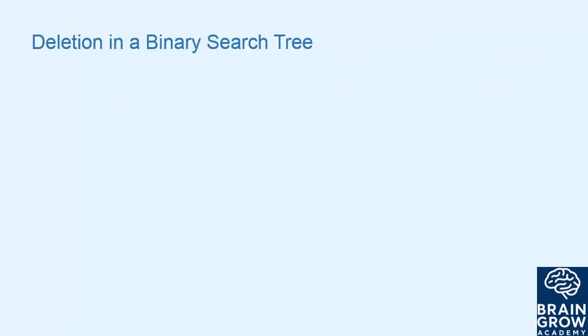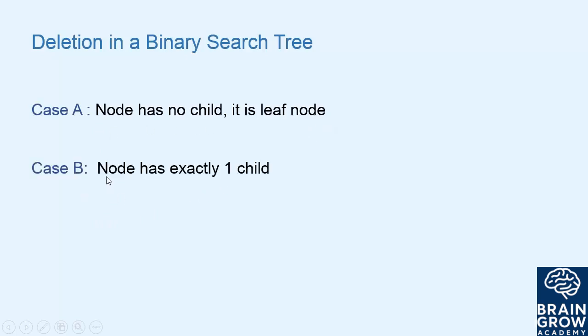In this video, we'll see how to perform deletion in a binary search tree. First, the node to be deleted is searched in the tree, and if it is found, we can have three cases for that node. Case A, node has no child, that is, it is a leaf node. Case B, node has exactly one child, either left child or a right child. And case C, node has exactly two children, both left child and right child. We'll see all the cases one by one.